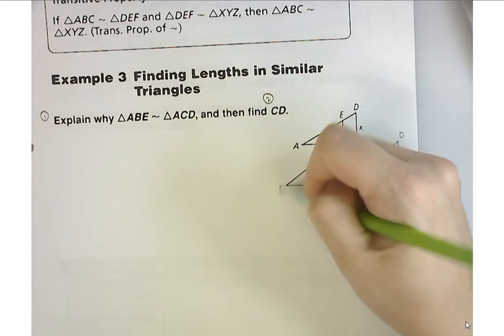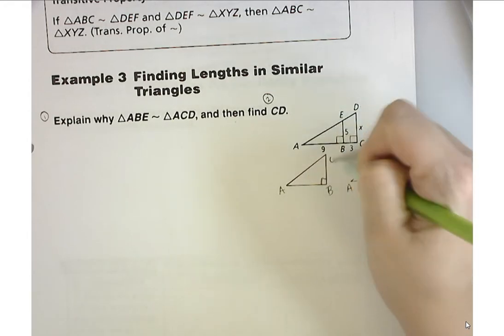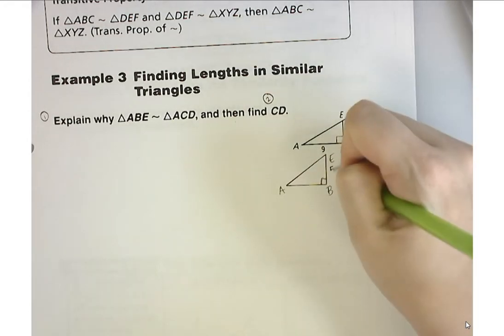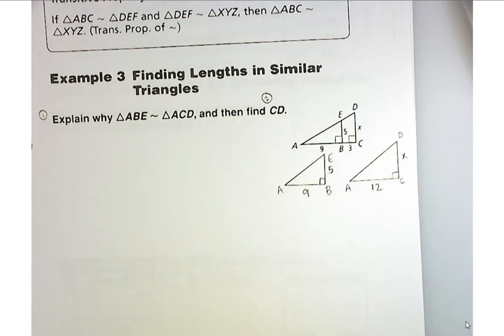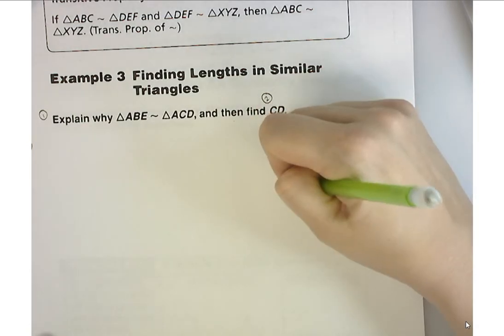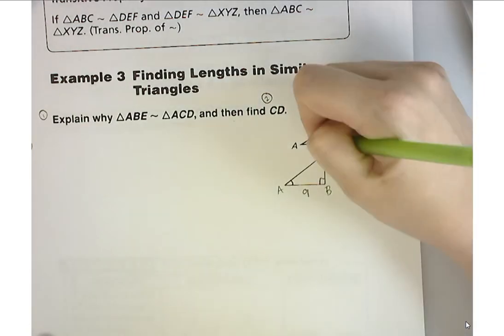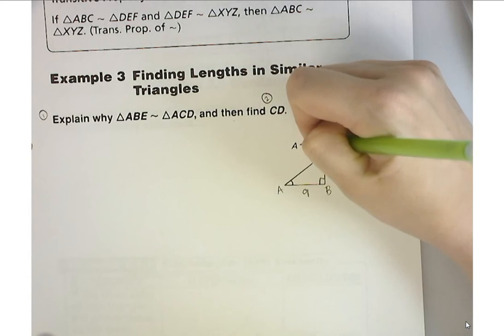Which is ABE. So I have 5 and then 9. Okay, now notice on both of these triangles, they share an angle. What angle do they share? They share angle A, right? So angle A is the same in both of these, right? See how they share this angle here? Angle A.